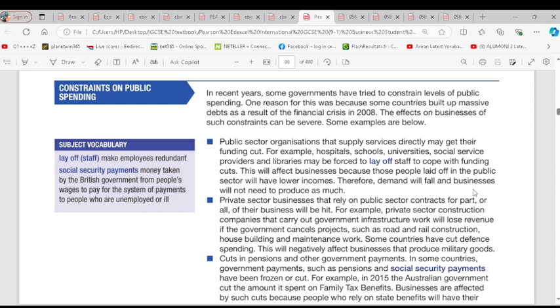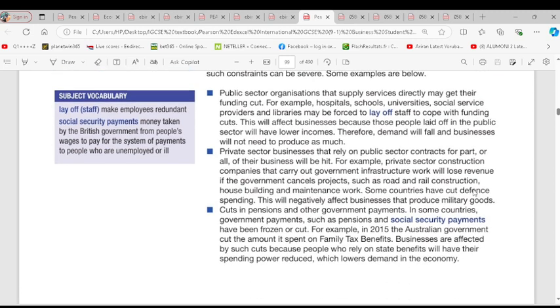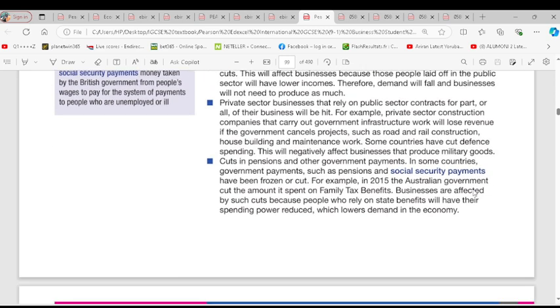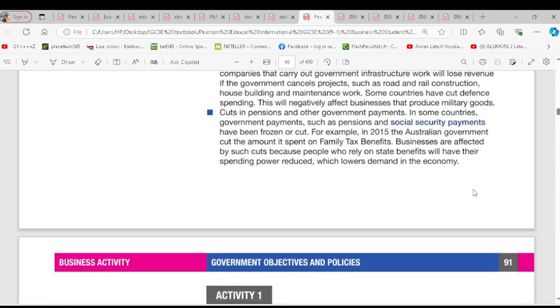Public sector organizations that supply services directly may get their funding cut. A way in which government can reduce spending is to cut spending on services. That's the first point. Second, private sector businesses that rely on public sector contracts for part or all of their business will be hit. Government might stop giving contracts to private sector businesses because they want to reduce spending. Third, cuts in pensions and other government payments, which are social security payments like unemployment benefits, child care benefits, and the rest. Government might cut these to reduce spending. Is it clear?